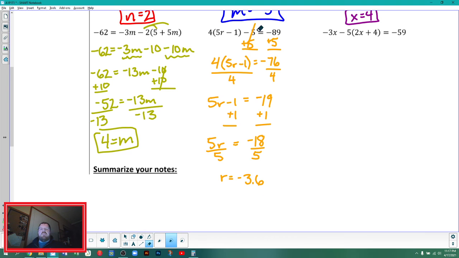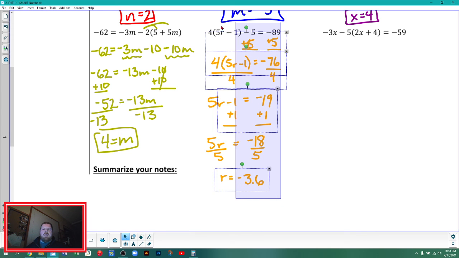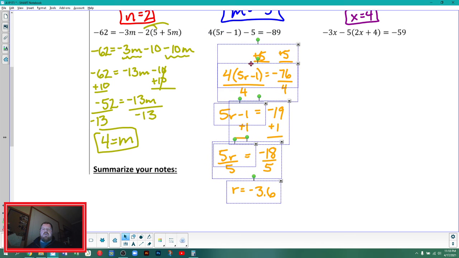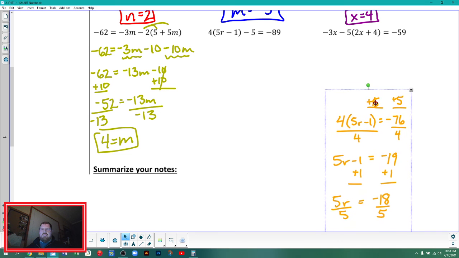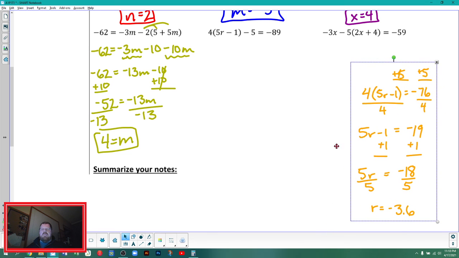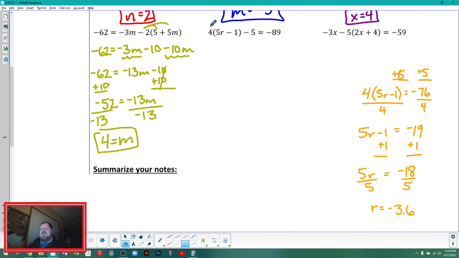Okay. Let me go back and do it the kind of standard way. But I'm going to take all this. I'm just going to keep it for safe keepings right now. Thought I could shake it to group it, but I can't. So I'm just going to keep it over here so we see it. But I'm going to do it probably the way that you would have done it. I'm going to distribute, and I get 20r minus 4 minus 5 equals negative 89.